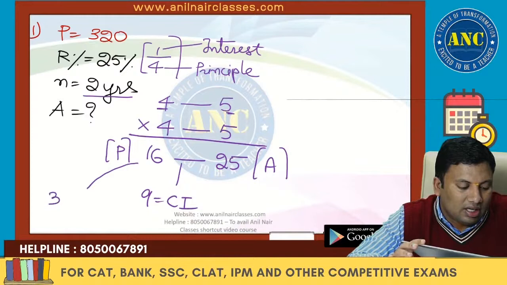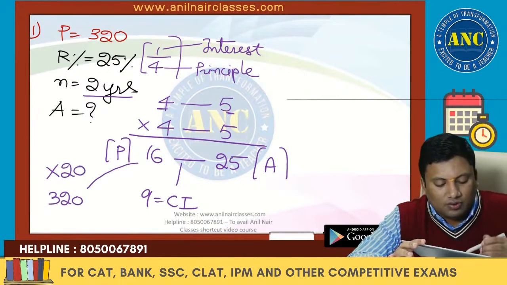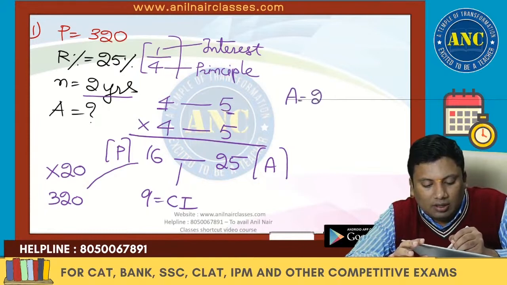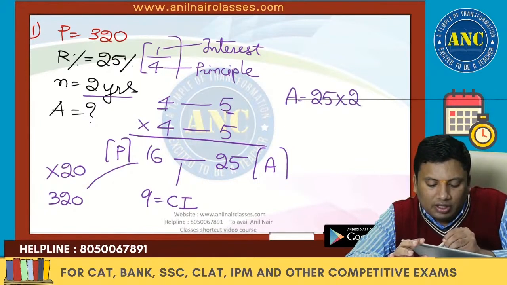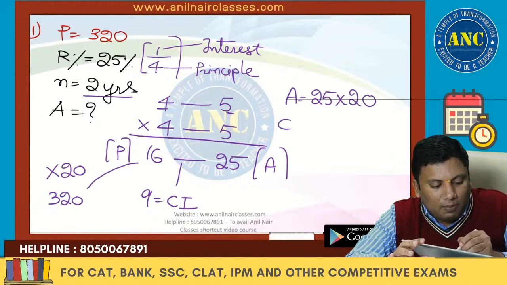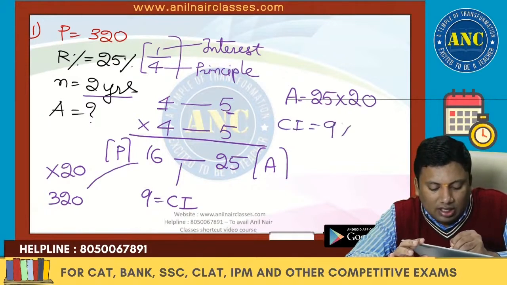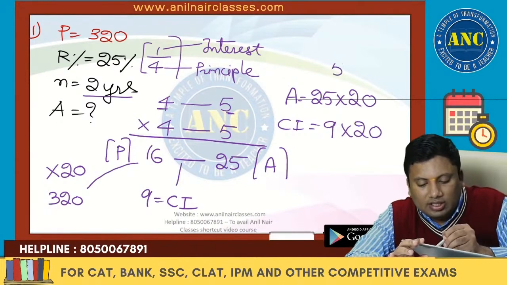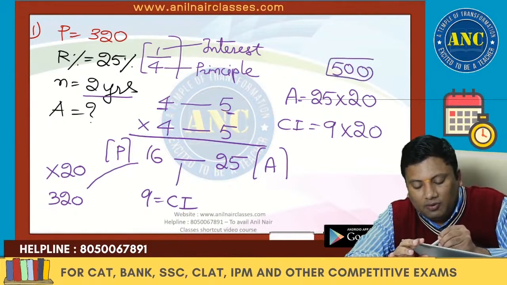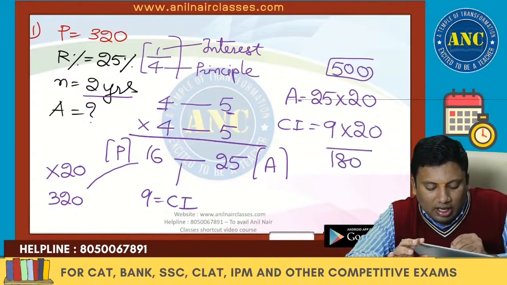According to the question, it is 320. 16 becomes 320, which is 16 into 20. So amount is 25 into 20, and compound interest is 9 into 20. Answer is 500 and 180. You don't need to use any formula.